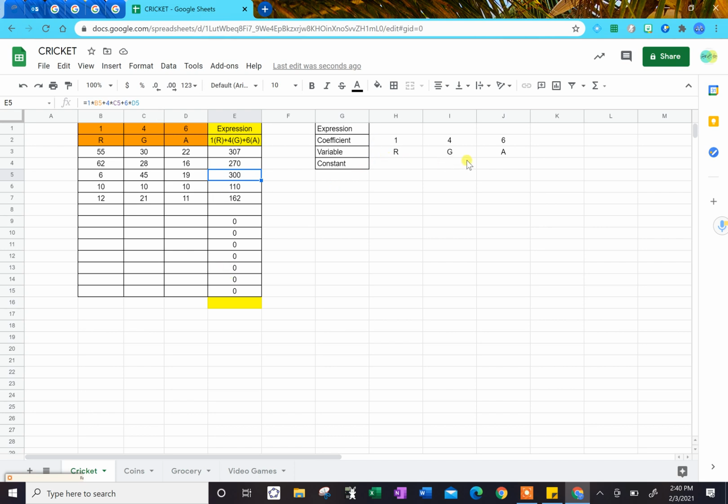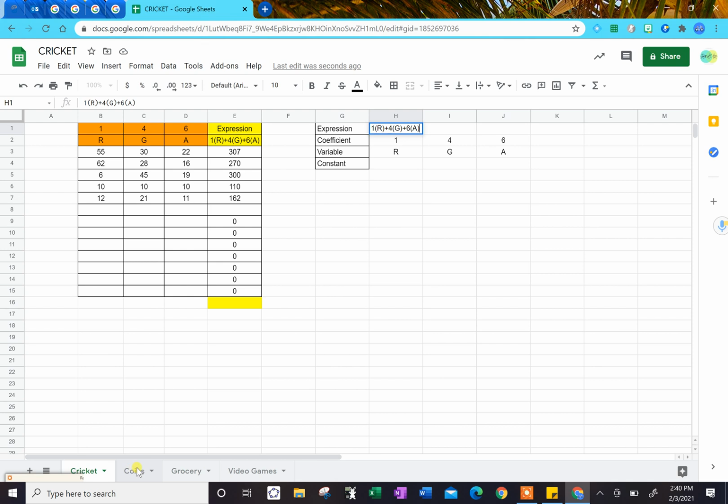There are no constants in this, in the way that we're going to be talking about. So our expression was 1 times R plus 4 times G plus 6 times A. Now I'm going to move on to my next example.